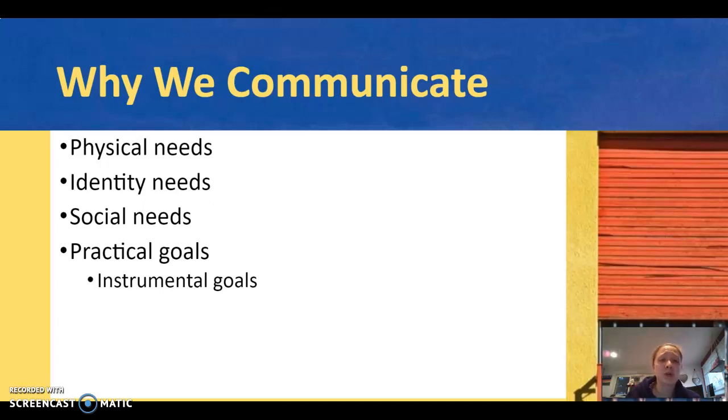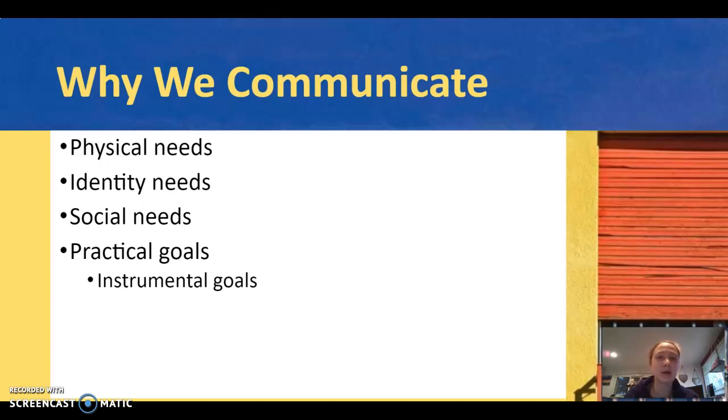And then practical goals and instrumental goals. So practical goals, communicating is important. This class is important because communication is something that you need in the workforce, in your personal lives. You're going to need it. You'll see when we do this employability assignment, we'll do it twice, once in the middle of the trimester and once at the end, that communication goals are important in your employability.